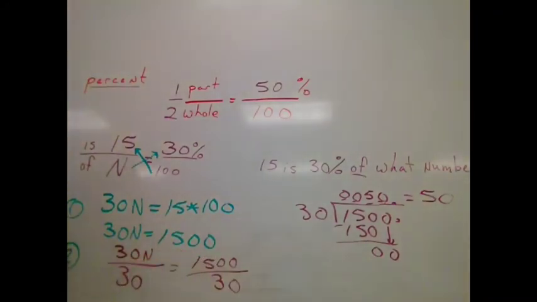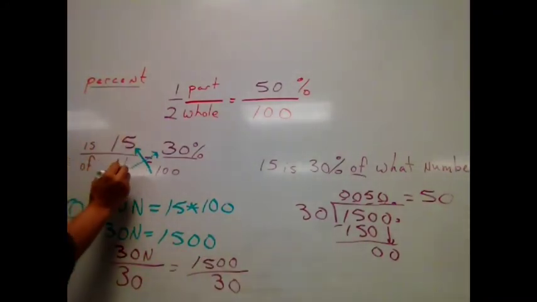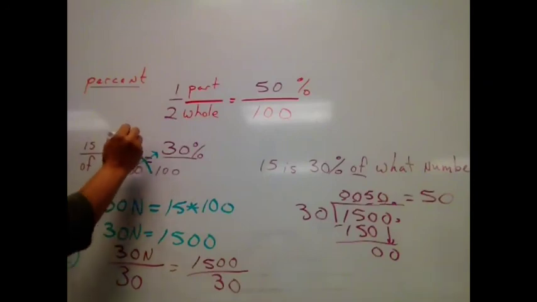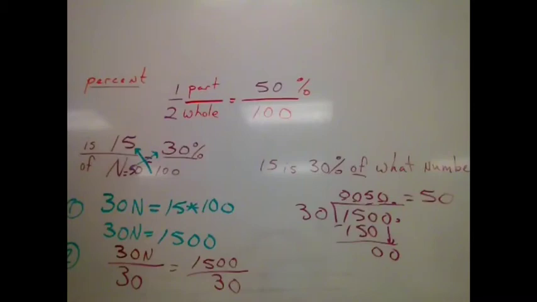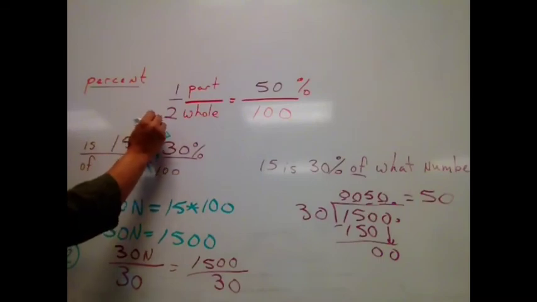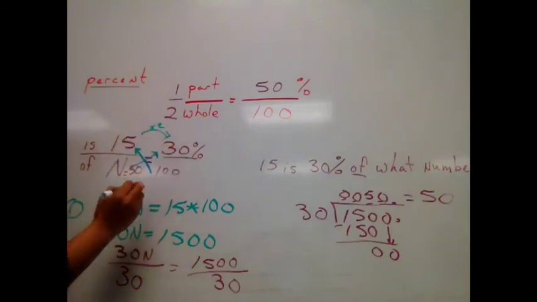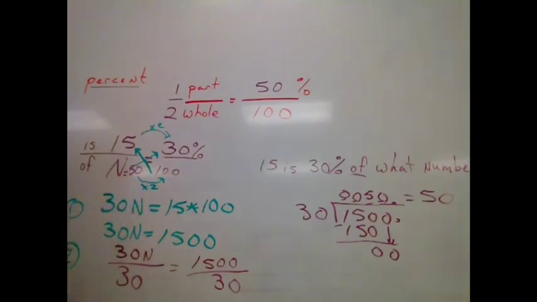So we have 15 out of 50 is the same thing as 30 out of 100. That kind of makes sense. Just double it. Let's see what happens when we double it. 15 times 2 is 30. 50 times 2 is 100. It's just a double check. But we see that this is true.